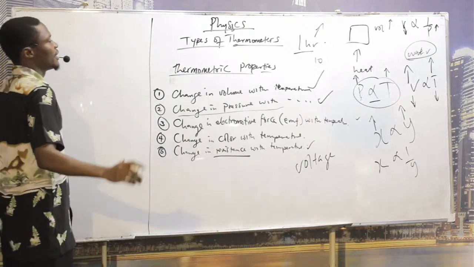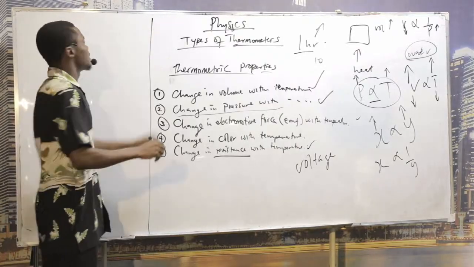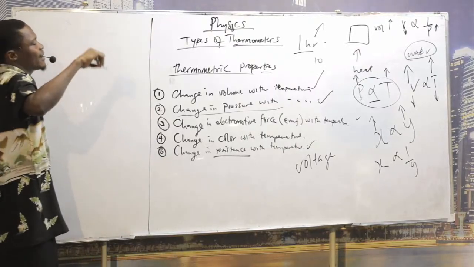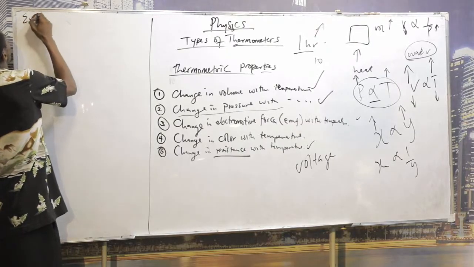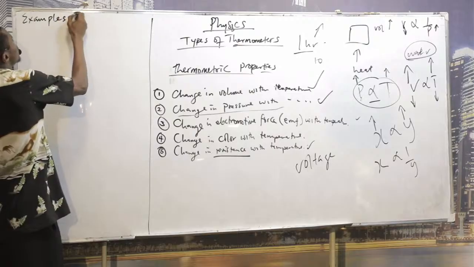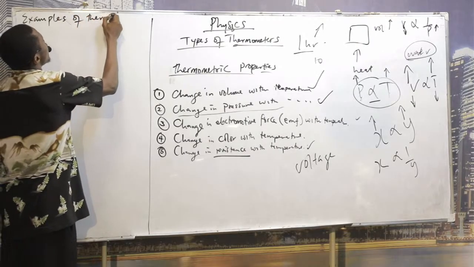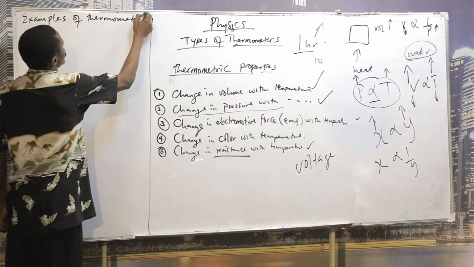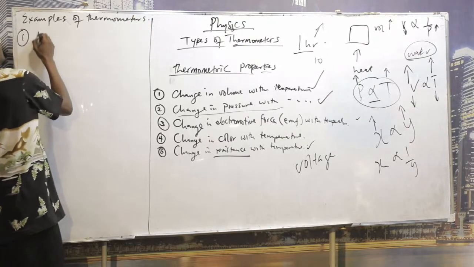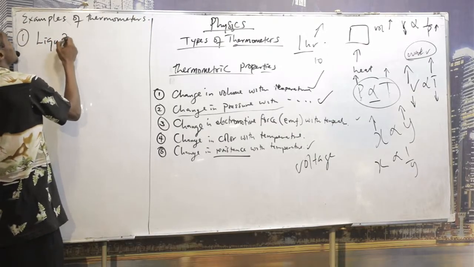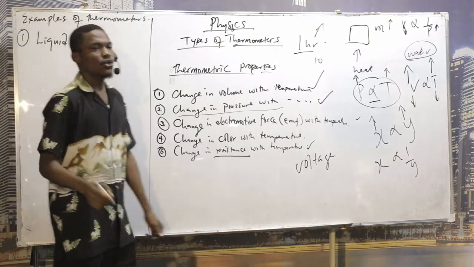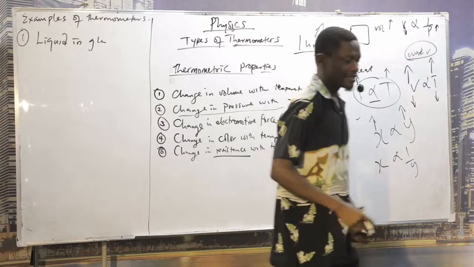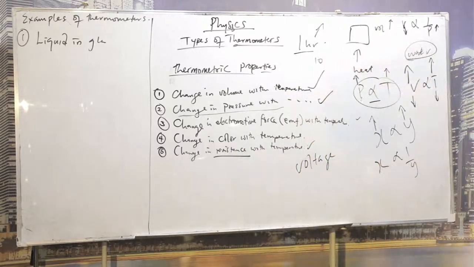Now let's continue. So now let's write. We now want to list the types of thermometers. Are you ready? Okay. So write examples of thermometers. Number 1, liquid in glass thermometers.